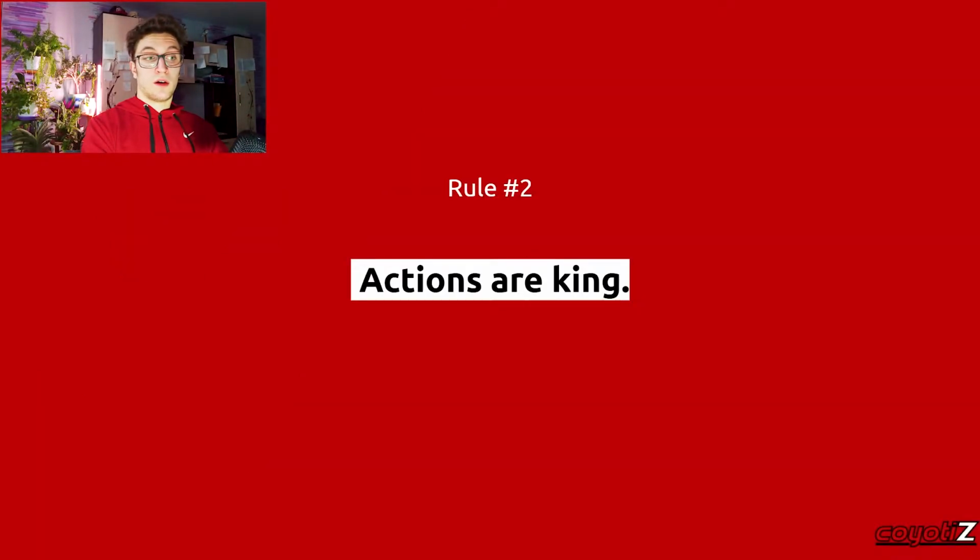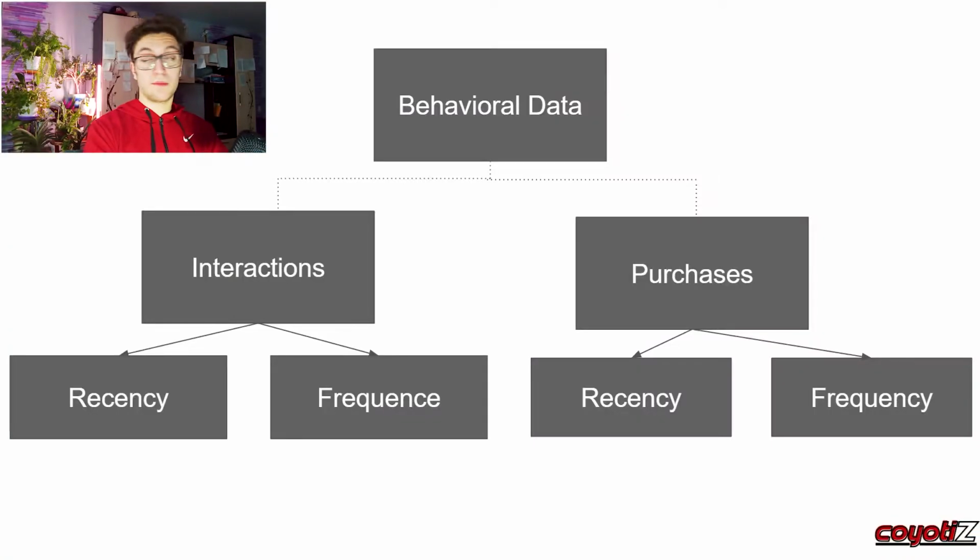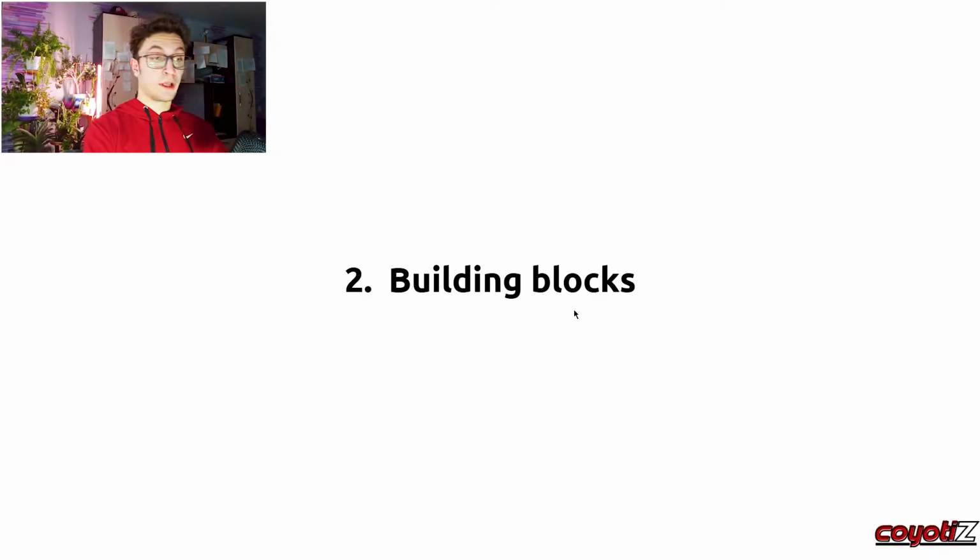Now, rule number 2: actions are king. If you're not taking them, do not expect anything to happen. I just want to be clear here. That's just the rule, right? Now, behavioral data goes like this: interactions and purchases, and there are only actually 2 things that matter. This is basically all the blocks we're going to work off of to build our building blocks, which is step 2 of this video. Purchases and interactions are going to be the driving data into those building blocks, which we're going to talk about right now.